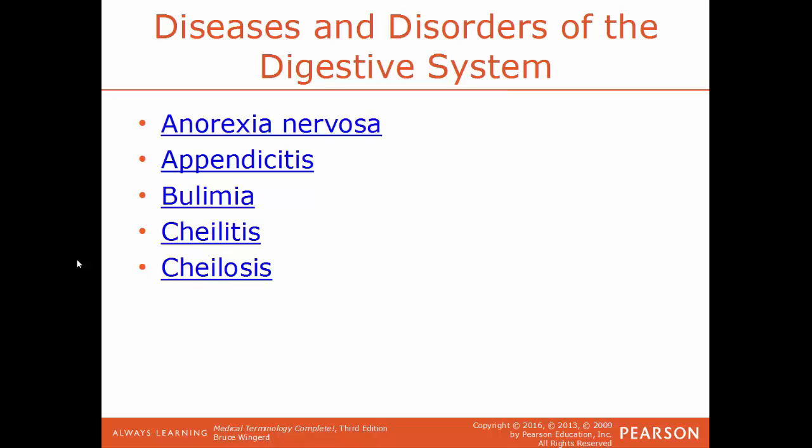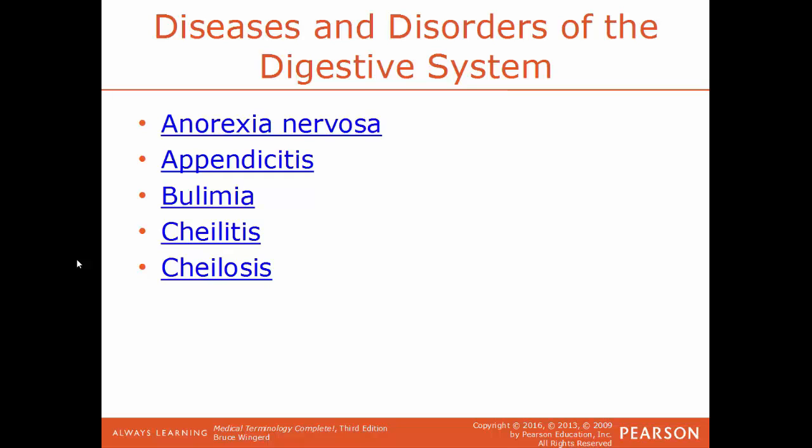So our first one, anorexia nervosa. This is having a lack or a complete loss of appetite. And this is often due to the obsessive desire to lose weight. And because the desire to lose weight is so strong, the person usually won't eat and will become incredibly thin and incredibly sick. Appendicitis, inflammation of the appendix.